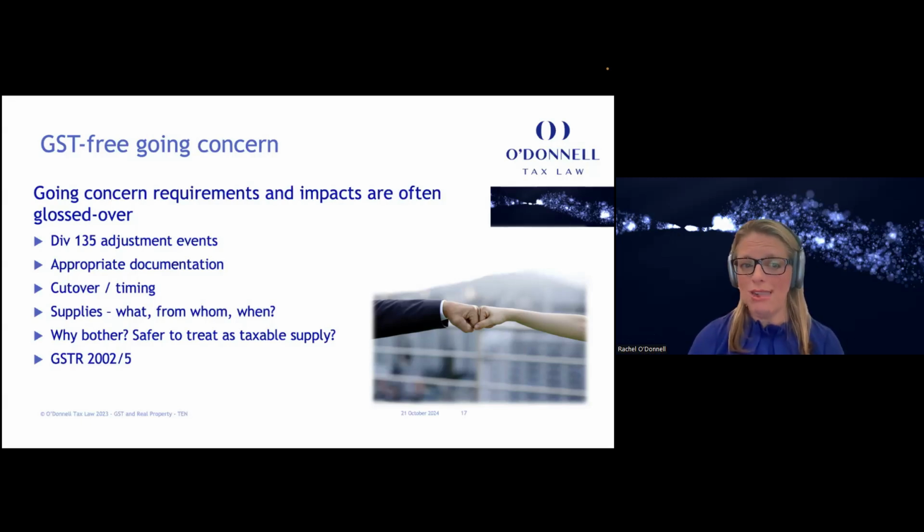Where you've got multiple parties involved, carefully consider what supplies are being made, from whom and when, because multiple parties can give you problems for this. You might still have various supplies of going concern. You might have a supply of a going concern and different things, but it needs to be done carefully. I've got there, why bother? Is it safer to treat it as a taxable supply? Sometimes it is safer. The risk is on the vendor.